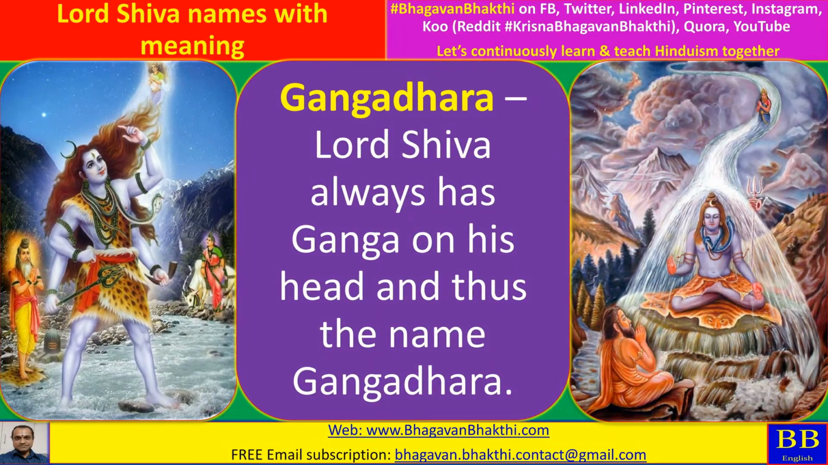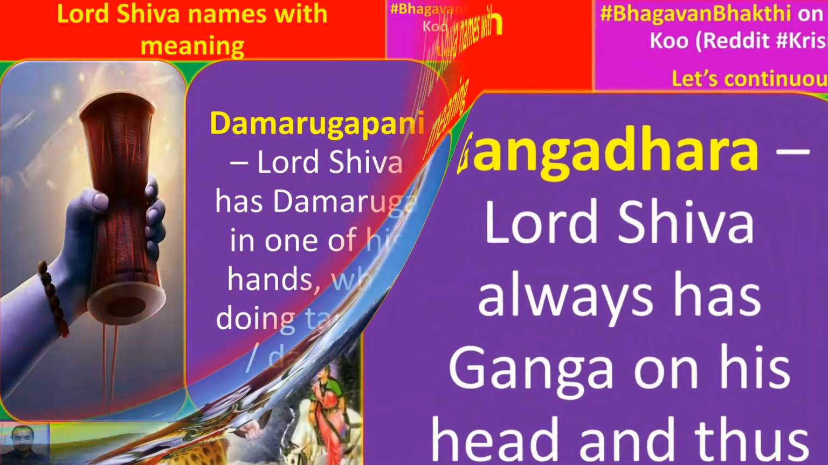Next name of Lord Shiva is called Gangadhara. We should always remember that all these names are Sanskrit names and not Hindi names. In Hindi, the same name is pronounced as Gangadhar. Gangadhar is different and Gangadhara is different. In Sanskrit, it is known as Gangadhara. Lord Shiva is also known as Gangadhara because Lord Shiva has Ganga Devi on his head. That's why Lord Shiva is also known as Gangadhara.